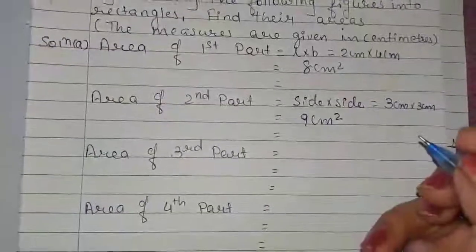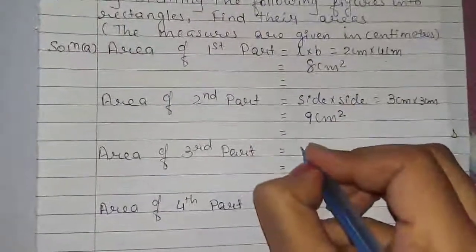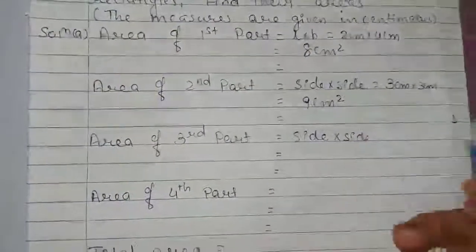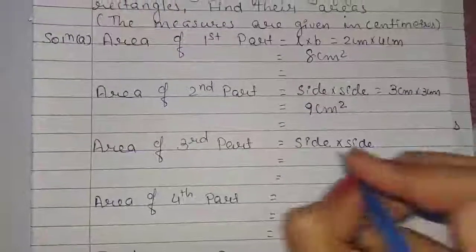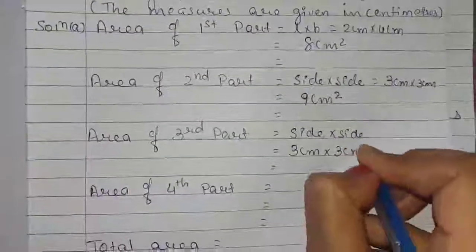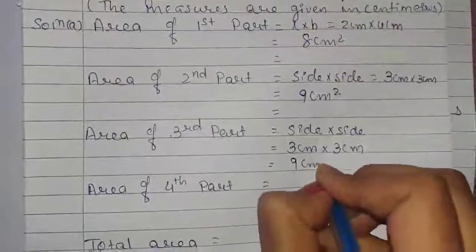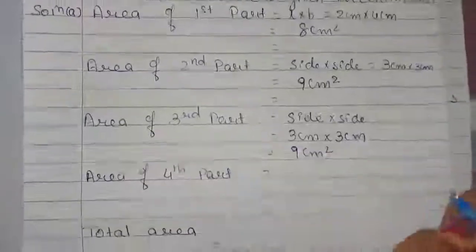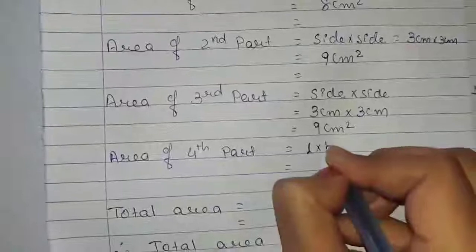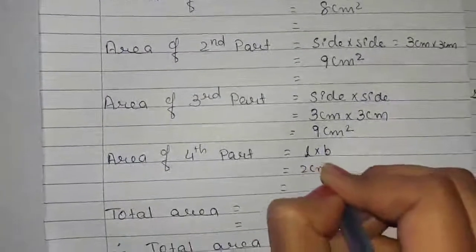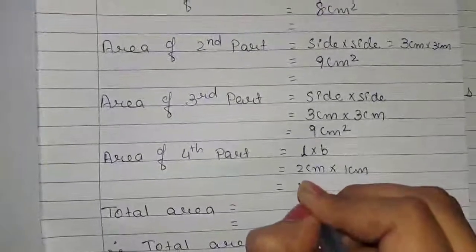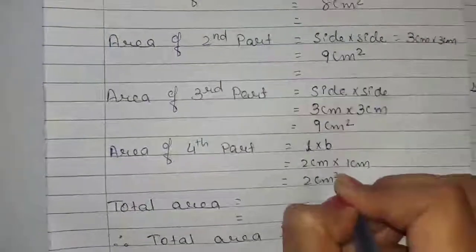Area of third part is also square. Therefore, area of third part equals side multiplied by side, because area of square is side multiplied by side, which is equals 3 centimeter multiplied by 3 centimeter equals 9 centimeter square. Now, area of fourth part is rectangle. So, we will write length multiplied by breadth, that is equals 2 centimeter multiplied by 1 centimeter, which is equals 2 ones are 2 centimeter square.